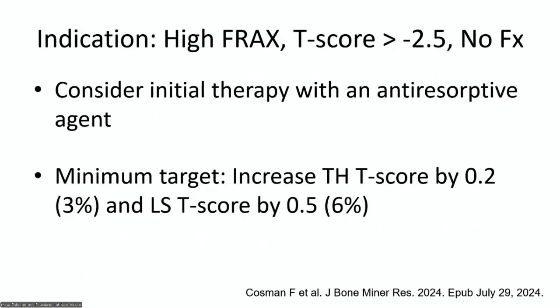Now, we do have some situations where we're treating patients because of risk, even though the T-score is better than minus 2.5, and they've had no fracture. In this case, it would be reasonable to consider initial therapy with an anti-resorptive agent with a minimum target of increasing total hip T-score by 0.2 T-score units, or lumbar spine by 0.5 T-score units.